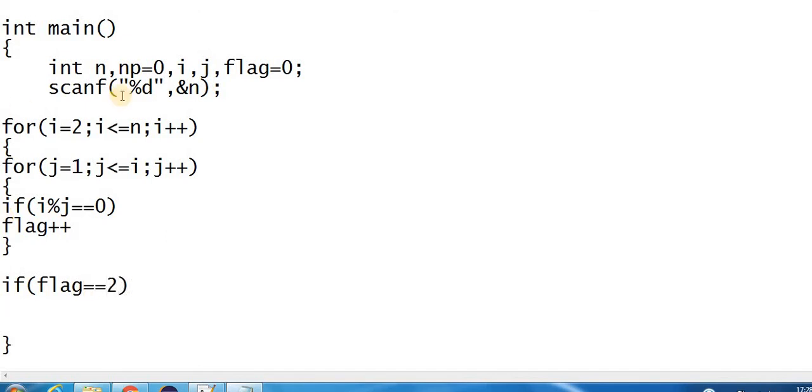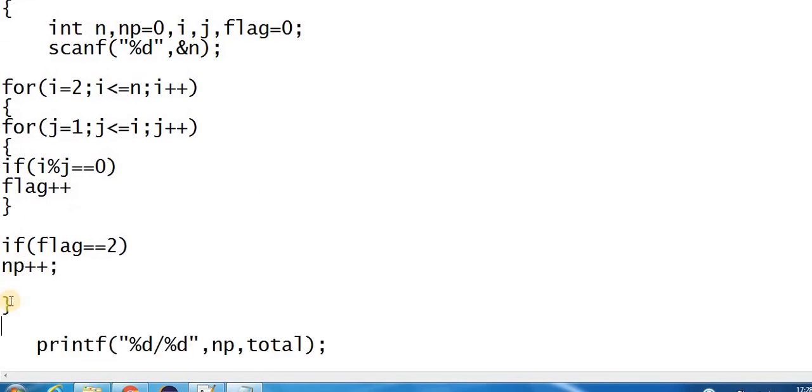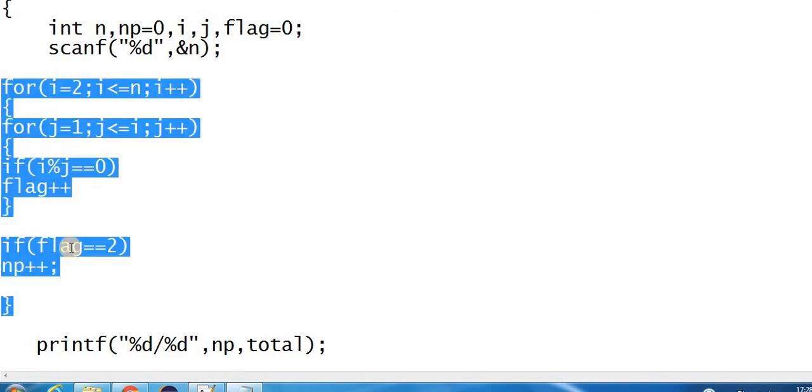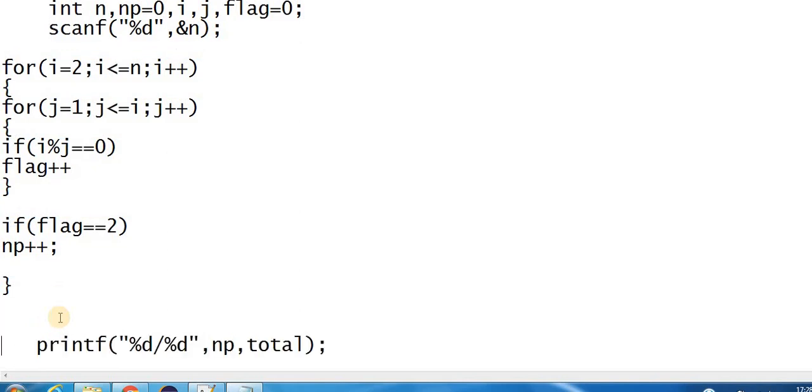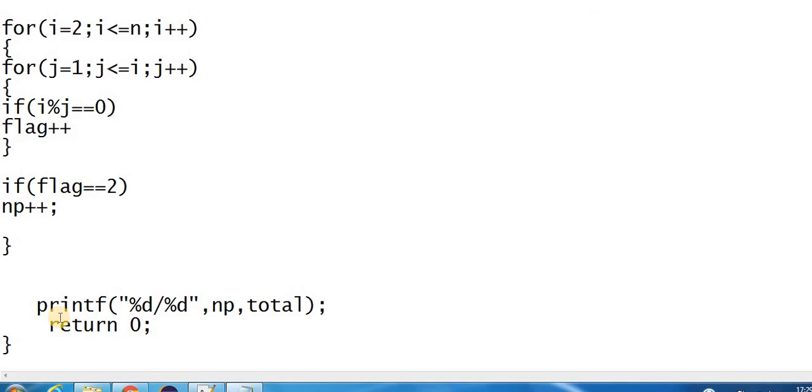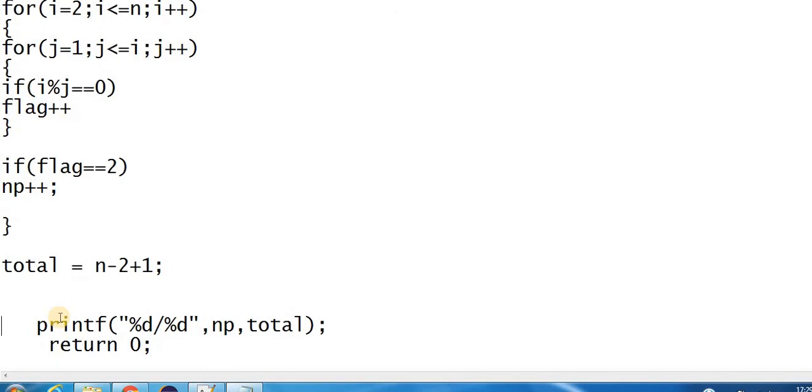we should increment the number of primes. Initially we are taking the number of primes to be 0. So we increment the number of primes. Okay, so after this code, we end up with the number of primes. How to calculate next? Our next task is to calculate the total number of numbers between 2 and n. So total equal to n minus 2 plus 1. Now we got NP and we got the total.